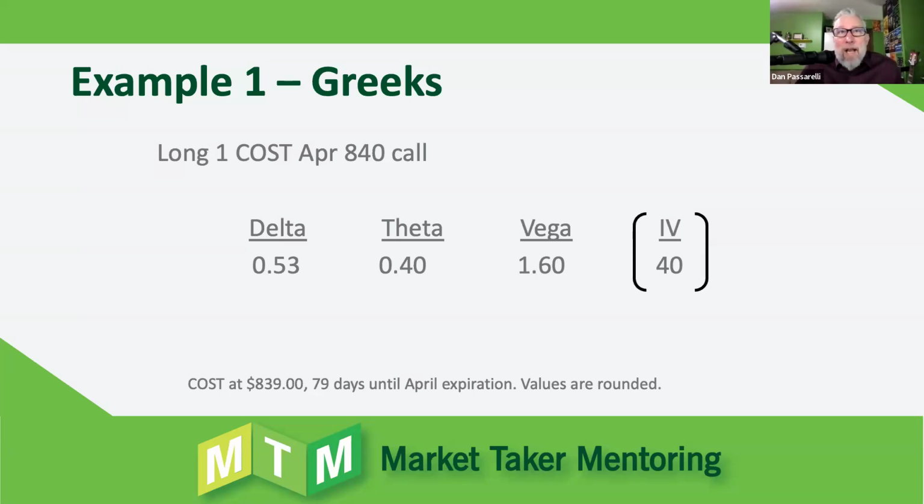Theta, 40 cents. What does that mean? It means as 1 day passes, the call loses 40 cents. Vega, $1.60. What does that mean? If implied volatility goes up 1 point from 40 to 41, the call goes up by $1.60. If implied volatility goes down 1 point from 40 to 39, the call price goes down by $1.60.